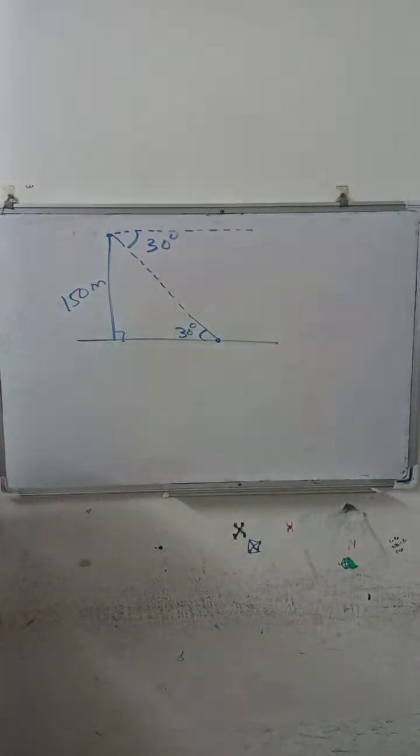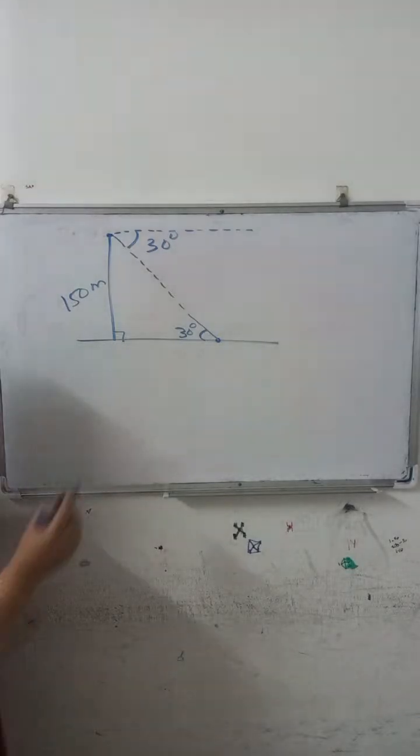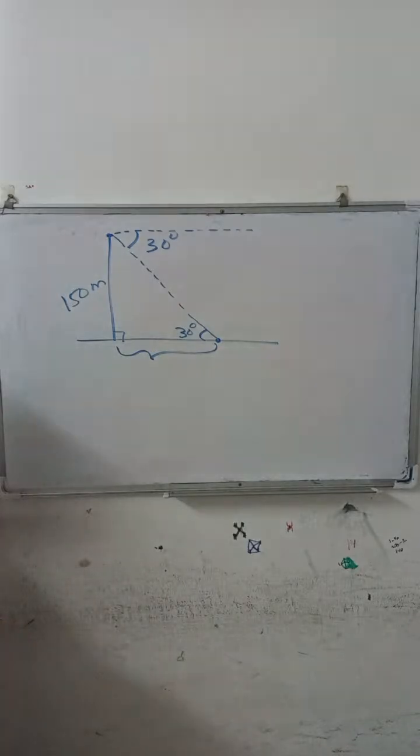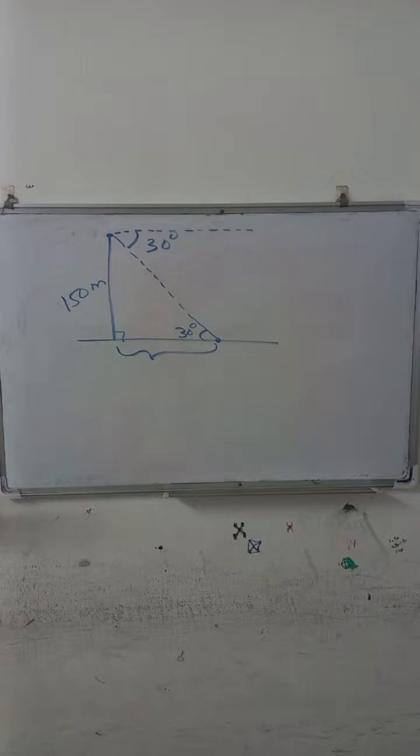Then what are they asking? Here they are asking to find the distance of the car from the tower. This distance you have to find out. Find out and tell me the answer. Now you understood. We did many, no? So find out this answer and someone can type.